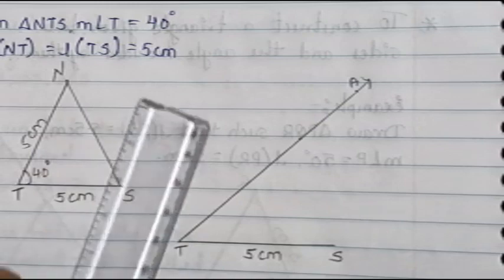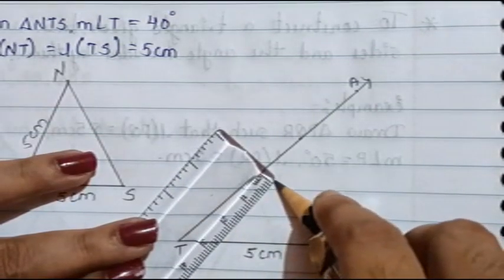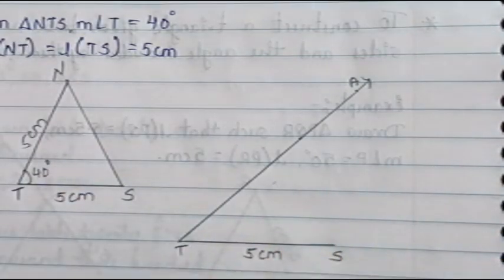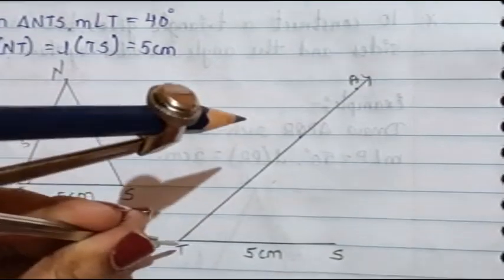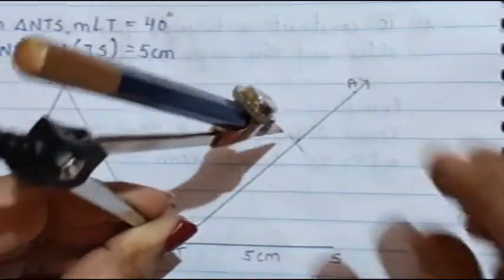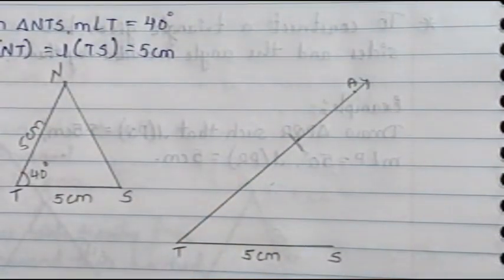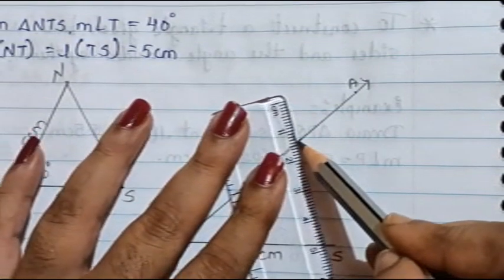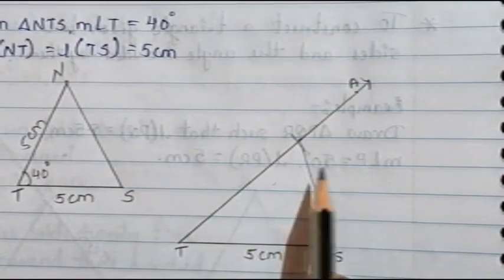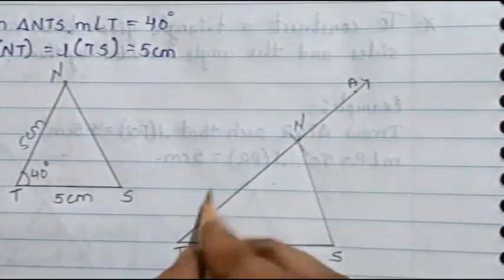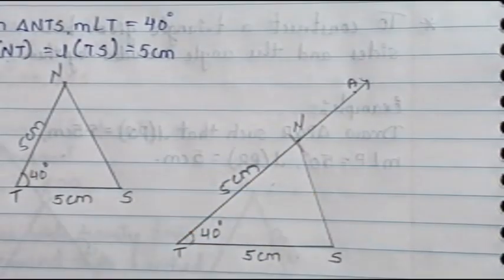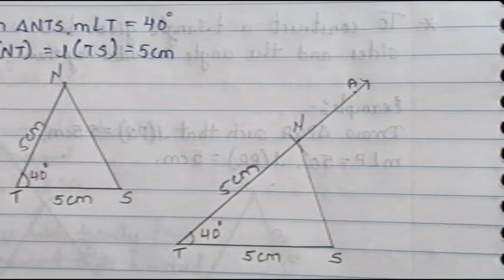Okay, then the next step is that you have to draw this 5 centimeter. For that you have to first measure with the help of the divider. This is exactly 5 centimeter. Now I'll just draw the arc. I'll place it on point T and then I've got the arc and then I will join that point. Clear? So you all got the triangle, and this point is known as N. This is 40 degree and this is also 5 centimeter. So you understood how to construct the triangle.